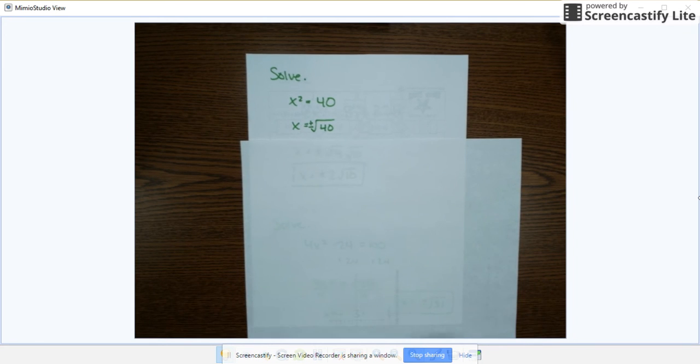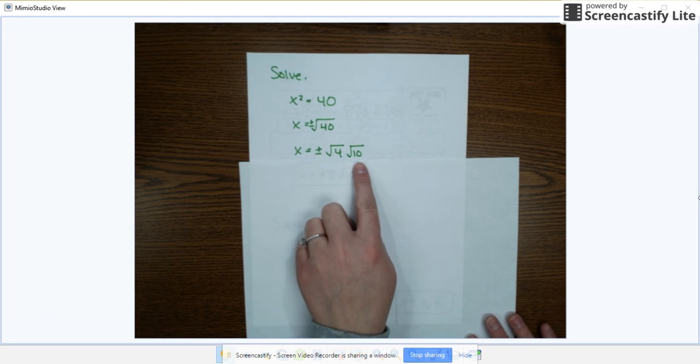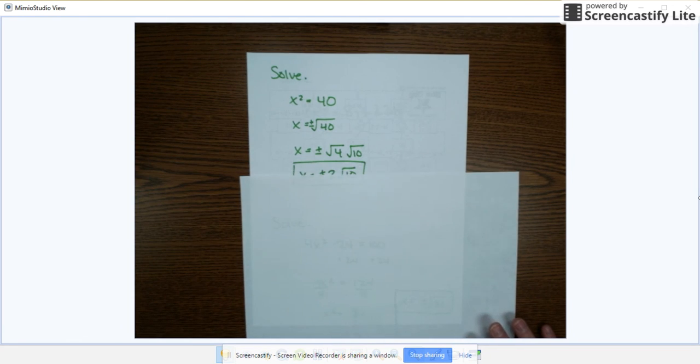If you think about your perfect squares, we have 4, 9, 16, 25, 36. We have to decide if any of those go into 40. Well, we know 4 does, so we can rewrite this as plus or minus the square root of 4, square root of 10. And we know the square root of 4 is 2. There's no other perfect squares that go into 10, so our final answer would be plus or minus 2 root 10.